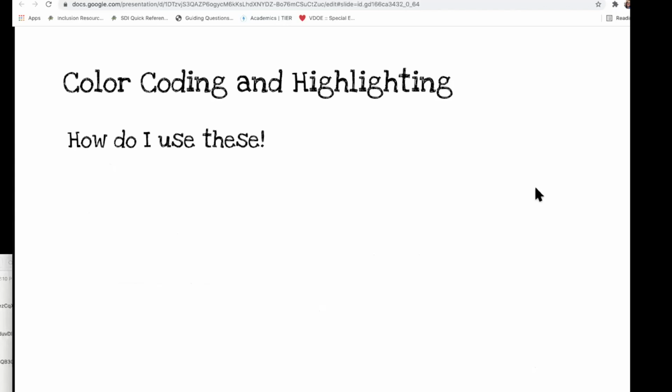And then of course, color coding and highlighting. How do I use these? How do I use color coding and highlighting in my work? So I've got a couple of problems here, and we're going to kind of talk through these.